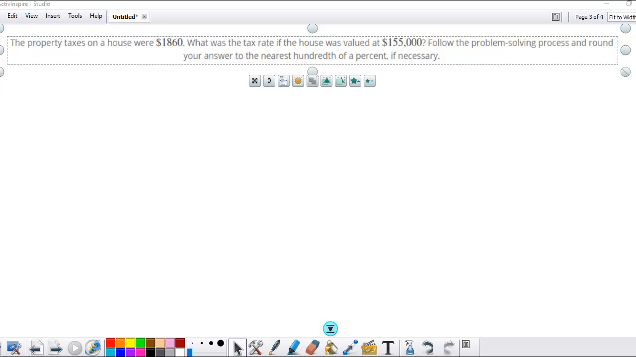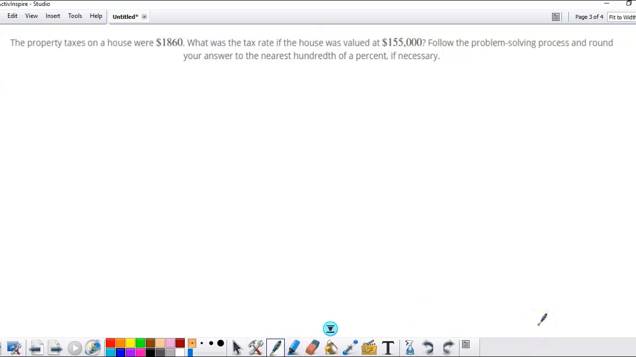The property taxes on a house were $1,860. What was the tax rate if the house was valued at $155,000? Follow the problem-solving process and round your answer to the nearest 100th% if necessary.